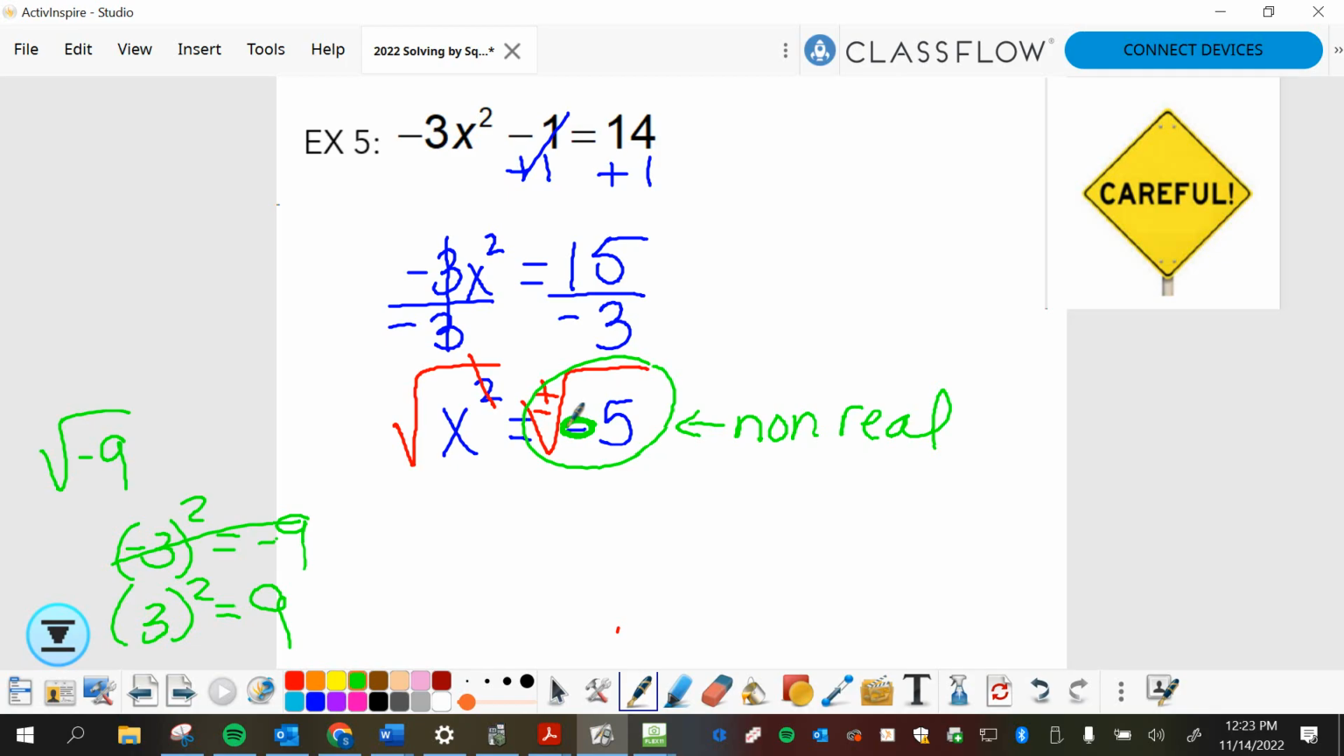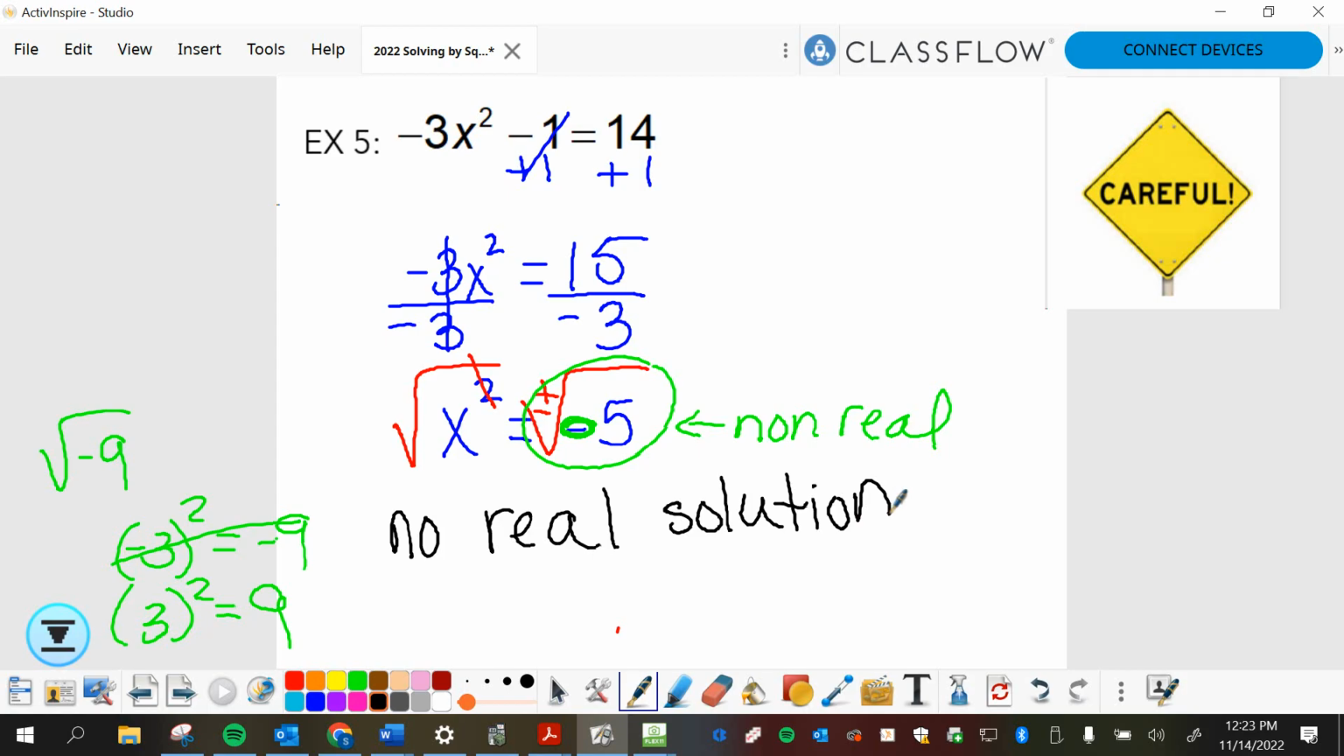Okay? So, but I don't want you to say no solution, because there actually is a solution. We just have to look in a different number system. And we'll do that on Thursday. Okay? So for this one, we would say no real solution. If there is a solution, it's just not in the real number system. We'll get to talk all about that on Thursday.